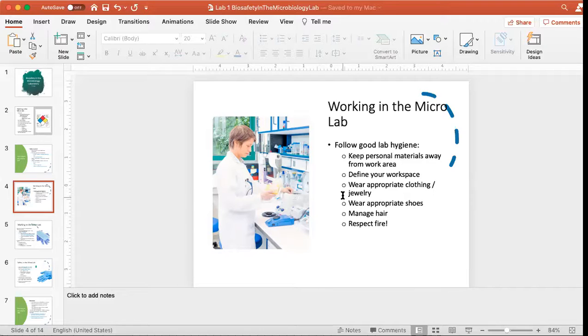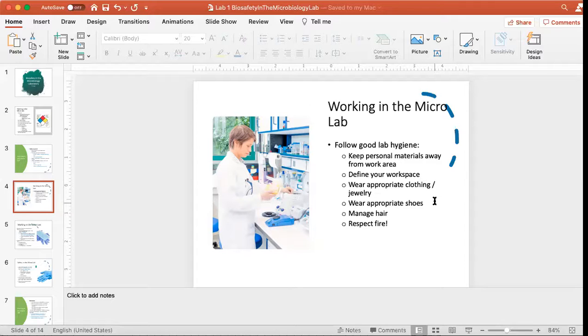You want to wear appropriate shoes. This is a really important one. Again, it's going to vary a little bit lab to lab, but the general rule is you don't wear anything that has open toes in a laboratory. No flip-flops, no sandals, no open-toed shoes in a laboratory. And that's because sometimes we drop things in the lab, and so we want our foot covered as much as possible.